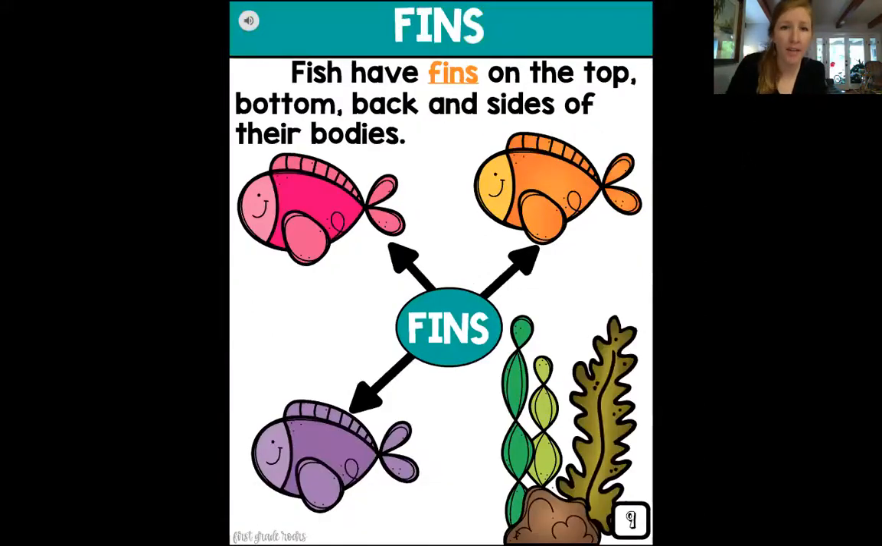Okay, fins. Fish have fins on the top, bottom, back, and sides of their bodies. Now, fins look a little different depending on the fish. Tomorrow, we're going to be drawing a fish and labeling all their parts. And you'll see that each fin has a different name. The one on their back, right on their top, is called the dorsal fin. The one on the very end is the caudal fin. And then they usually have a pectoral fin, a pelvic fin, and an anal fin as well. So we will take a closer look at those tomorrow.